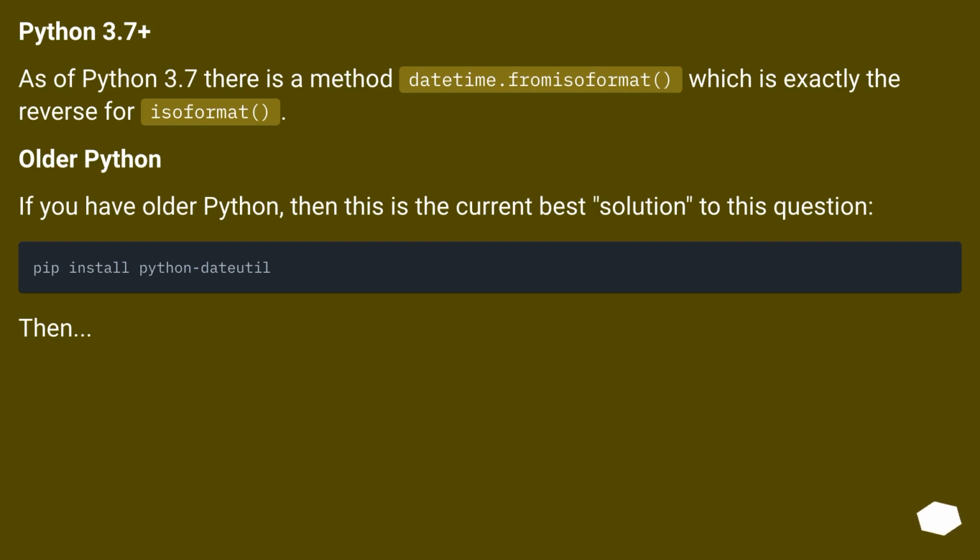Python 3.7 plus. As of Python 3.7 there is a method, datetime.fromisoformat, which is exactly the reverse of isoformat. Older Python. If you have older Python, then this is the current best solution to this question.